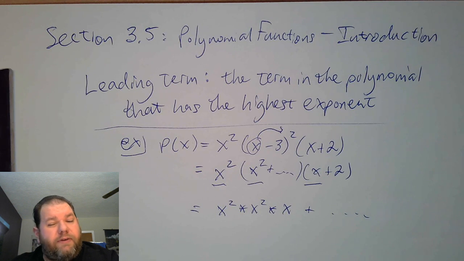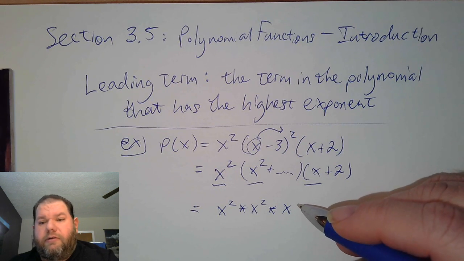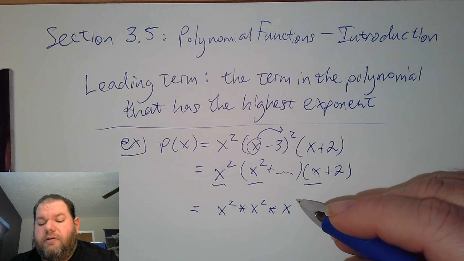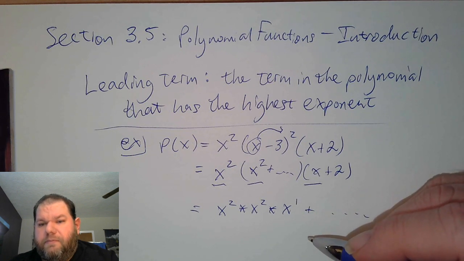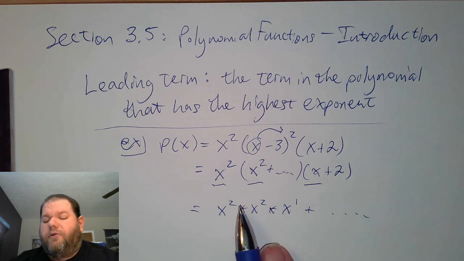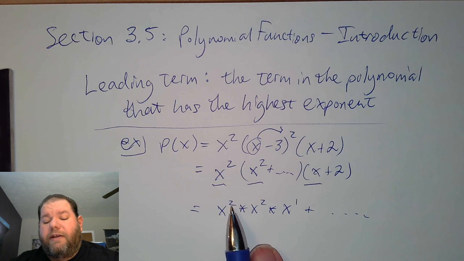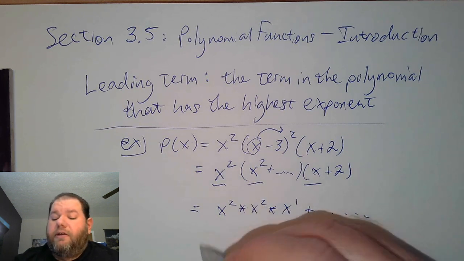Close. It's not x to the 4. It's a little bit more than that. What exponent do we have on this x here? That's a 1. So if we're multiplying these terms, we actually add together their exponents. Yes, so it's x to the fifth.